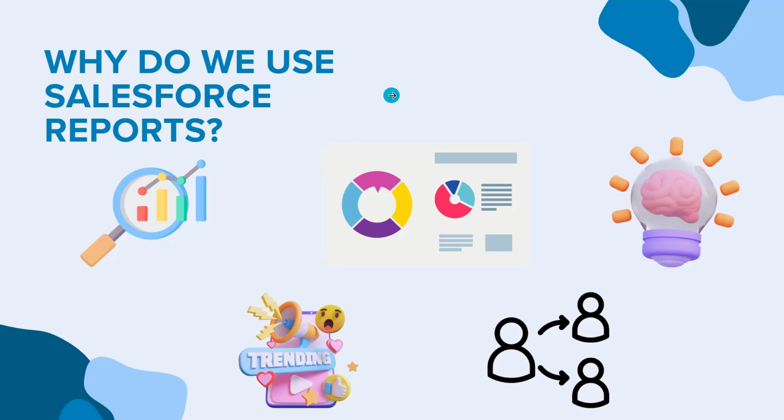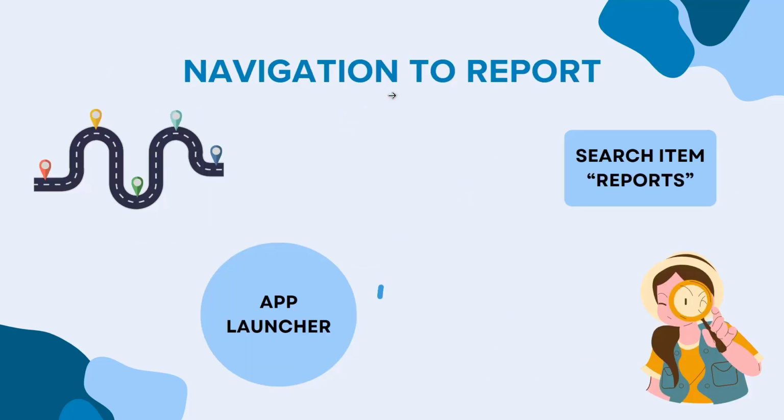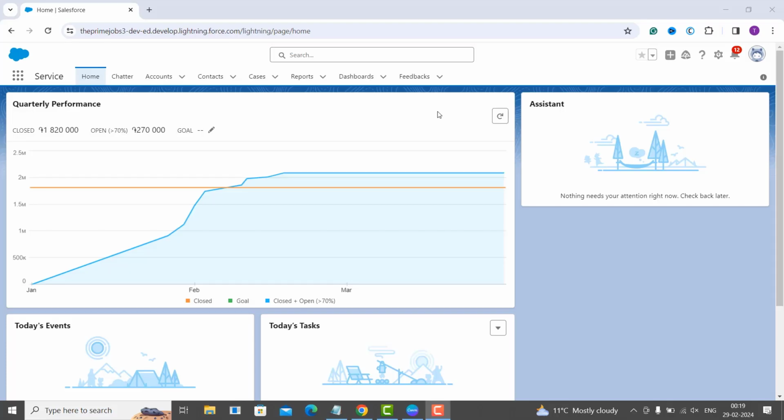So now let's proceed and understand how we can navigate to reports in the Salesforce Lightning interface. For that, your first step is to log in to your Salesforce account with a username and password. Once you successfully log in, in most cases you will land on the home page that is visible on your screen right now. Basically, this home page is not the main home setup page for Salesforce Lightning experience. It is the home page that is set as the default landing page in Salesforce.